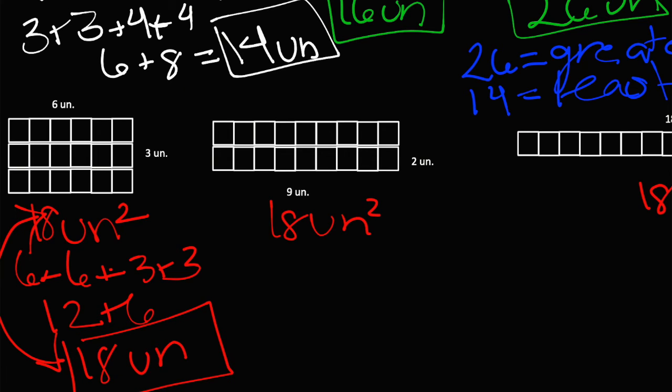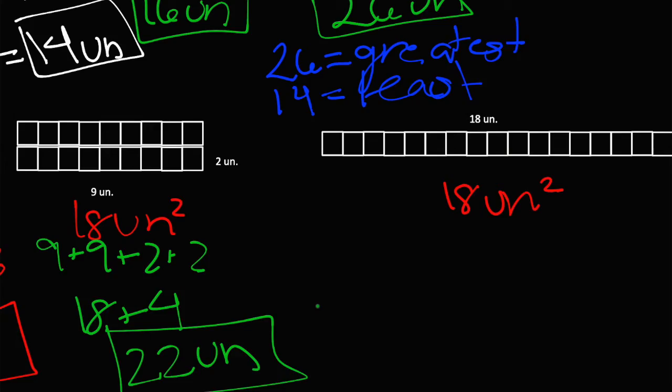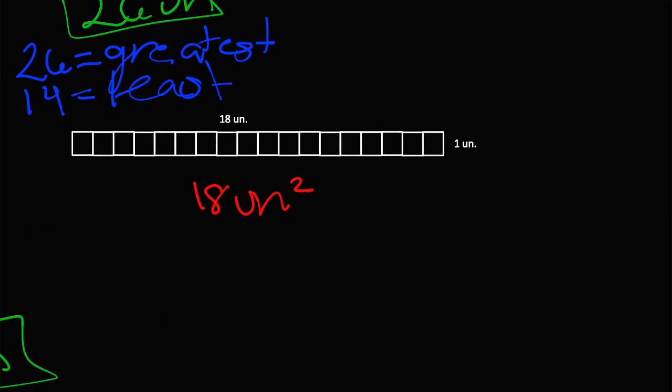Let's try the next one. 9 plus 9 plus 2 plus 2. 9 plus 9 is 18. 18 plus 2 is going to be 22 units. That's not the same as 18. You can already see that. So let's do our last one.